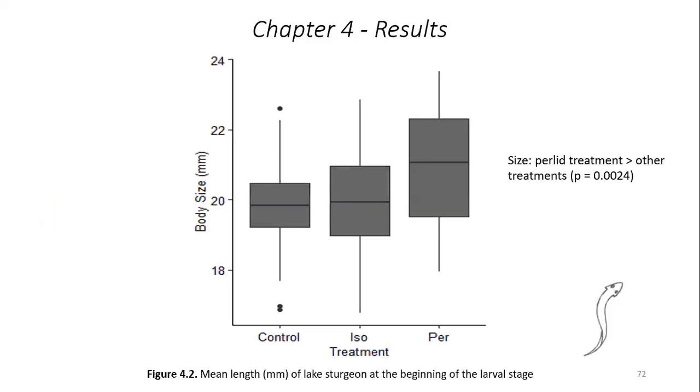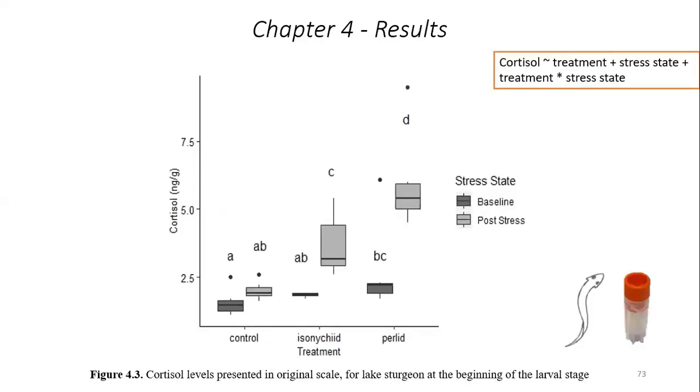Looking at body size, I saw that individuals from the perlid treatment were significantly larger than those from the other 2 treatments. And this is probably because the perlids were preying on the smaller ones. And then looking at cortisol results, I saw this beautifully clear pattern where the amount of stress seems to be proportional to the amount of predation that was experienced.